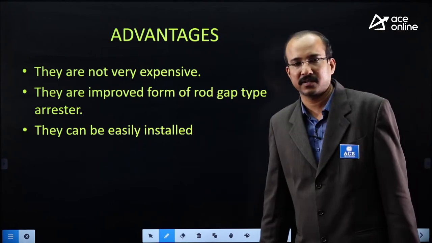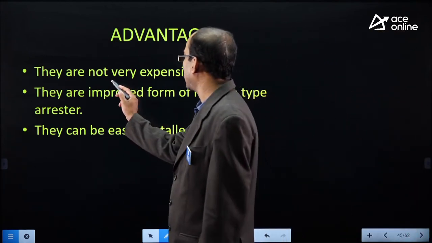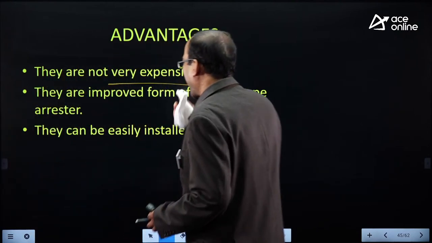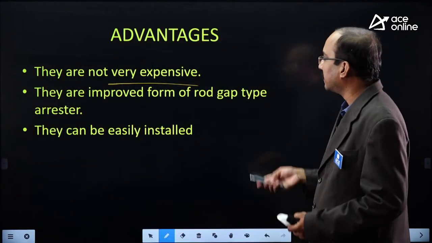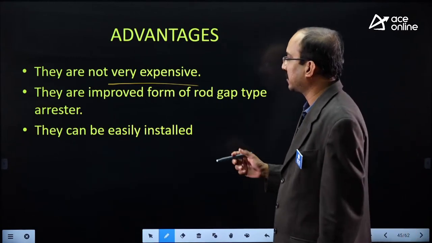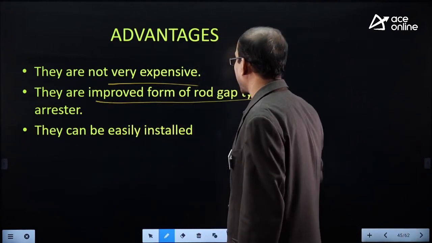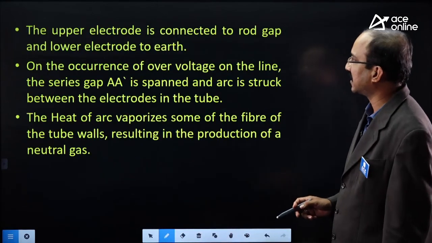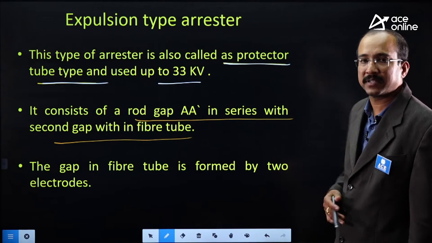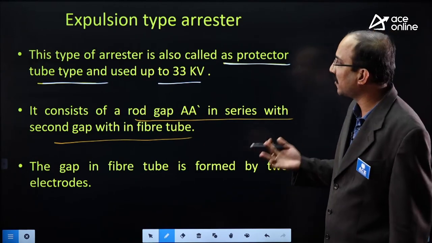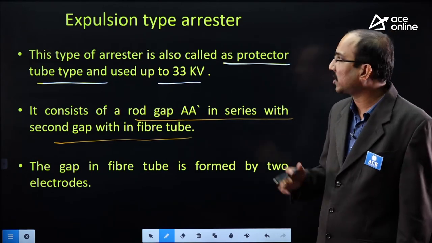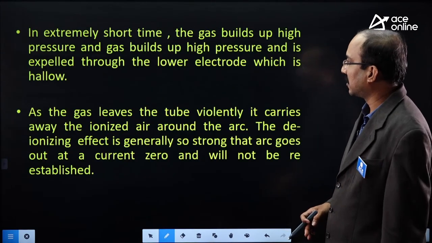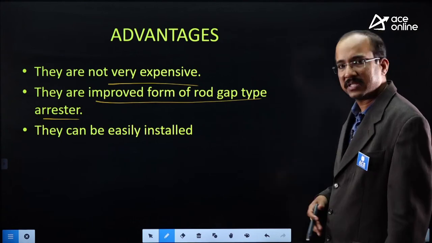What are the advantages? Advantage is they are not very expensive. These type of arresters are not so expensive, we can say. They are an improved version of what? This is an improved version of a rod gap type arrestor. Improved version of rod gap type arrestor is nothing but the expulsion type of arrestor. Okay. Now, they can be easily installed.